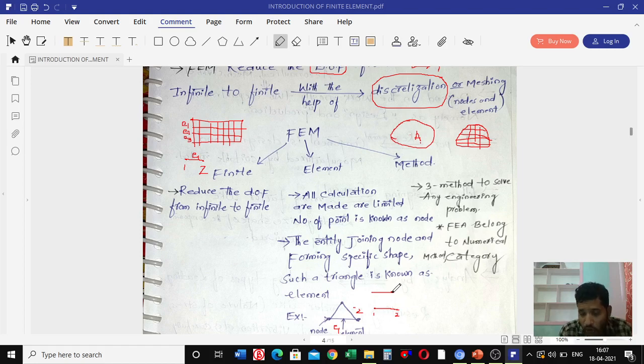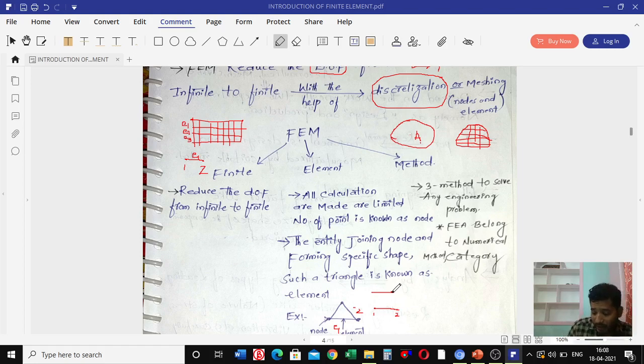So method. We already studied that there are 3 types of method. The first method is known as analytical method, the second method we can say as numerical method, the third one is experimental method. So we know very well this finite element method belongs to the numerical method. Which method here? Finite element method belongs to the numerical method.